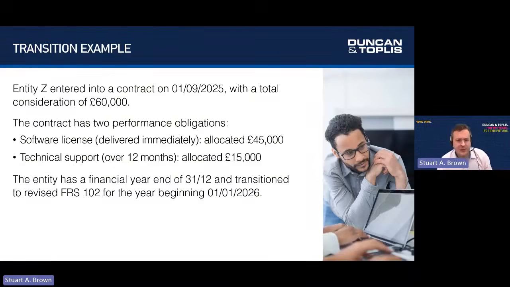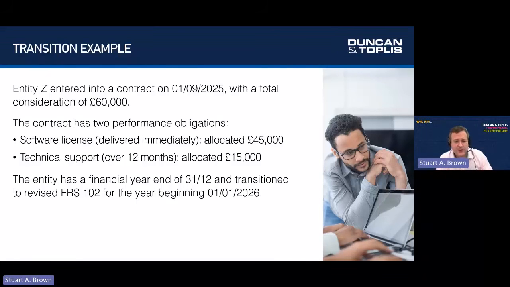So we've got a transition example here. Entity Z has entered into a contract under the current FRS 102, on the 1st of September this year, and this had a total transaction price consideration of £60,000. Now this is split into two separate obligations. You have a software license, which is delivered immediately. Here's your license, it's done. Obligation is met, and that's worth £45,000. Linked to this is technical support over the 12 months. And this has been allocated £15,000, which is recognised over the life of the contract, over that obligation.